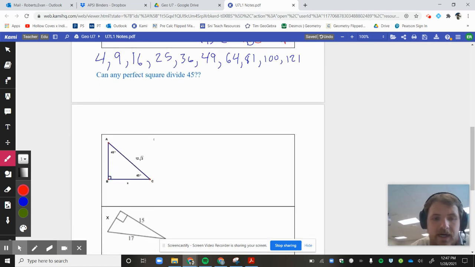Boom, another radical pops up right here. This is a 45, 45, and then 90 degrees. Well, I've got two congruent angles down there, so I can actually put X right there as well. This is an isosceles triangle situation. That's a good thing to remember.